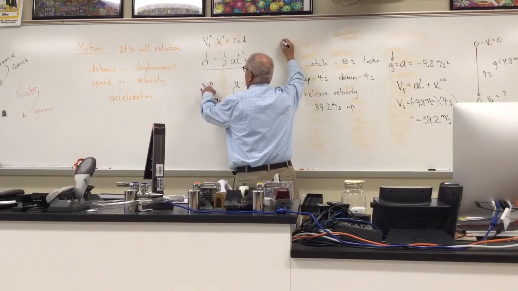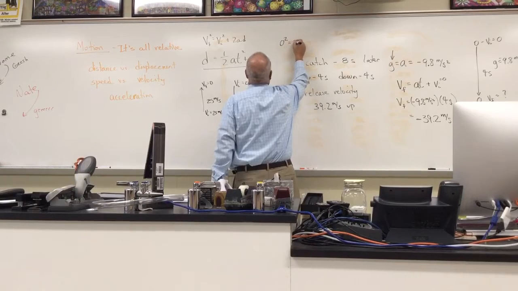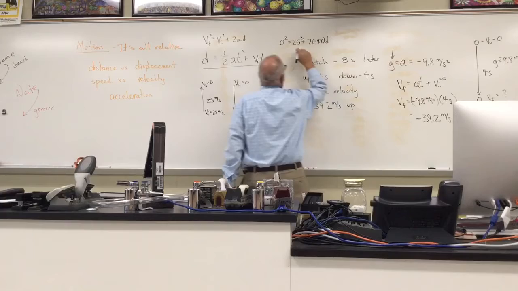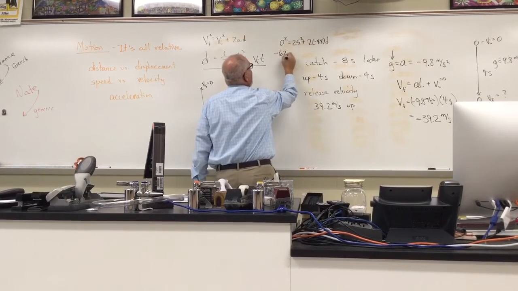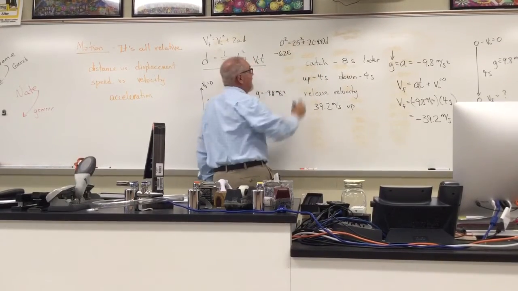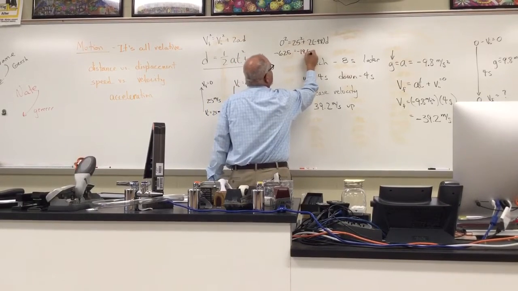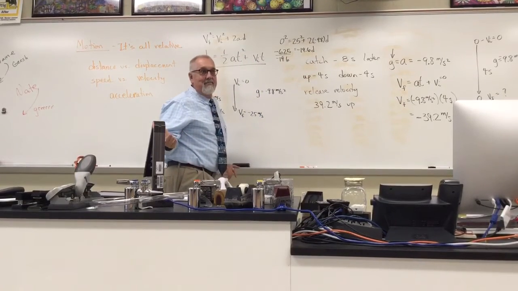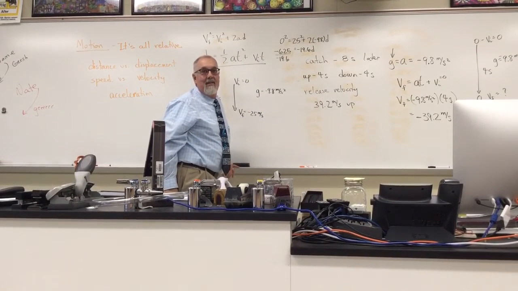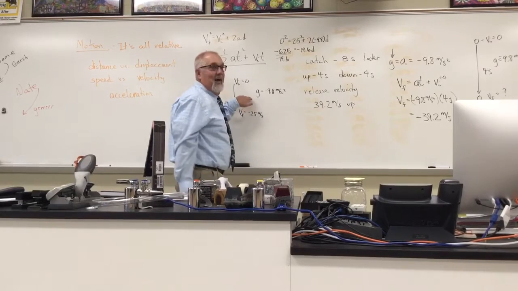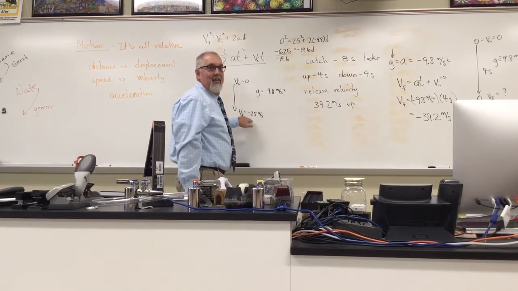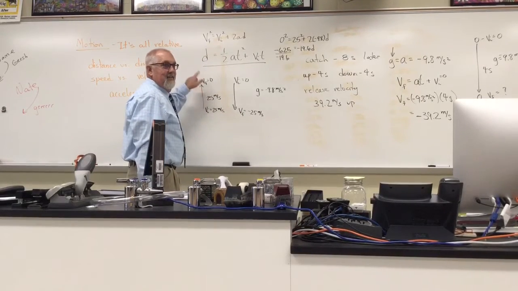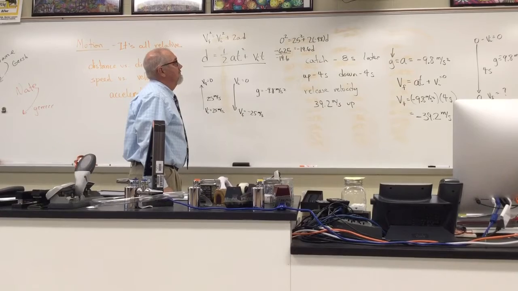I could use VF is 0. So 0 squared equals 25 squared plus 2 times negative 9.8 times D. Well, 25 squared is 625. When I subtract it from both sides, I get negative 625 equals negative 19.6 D, right? Divide by negative, we're going to get a positive. And if I had chosen this one, I would have gotten a negative because it fell. But since we want to know how high it goes, let's just choose this. It'll turn out to be positive.